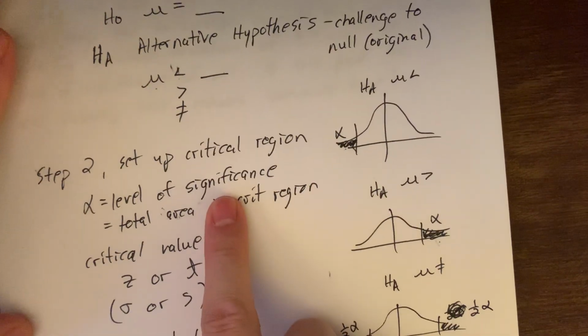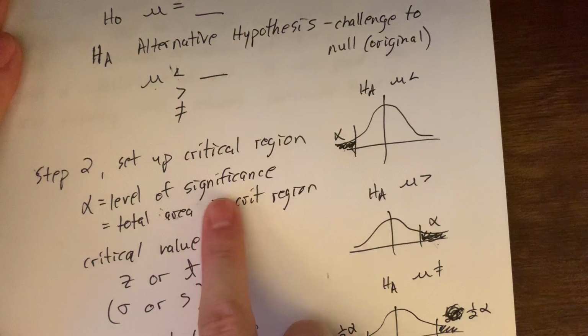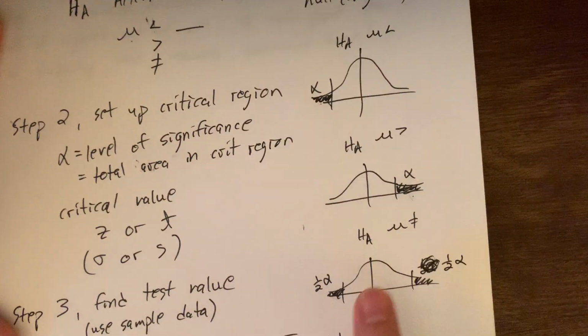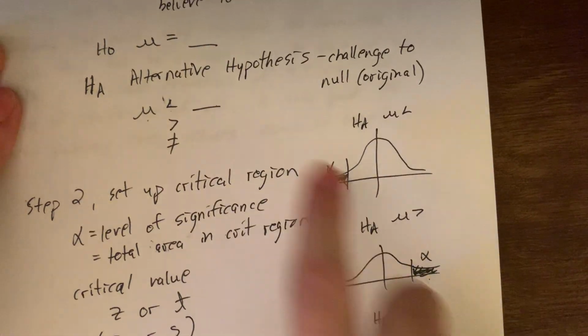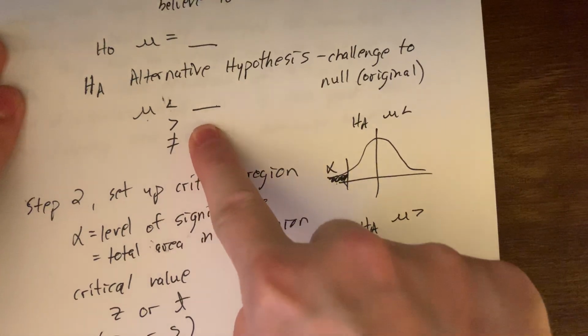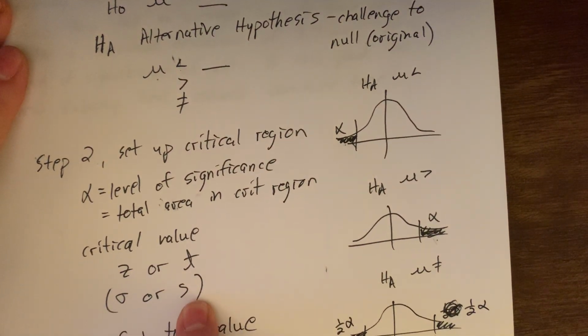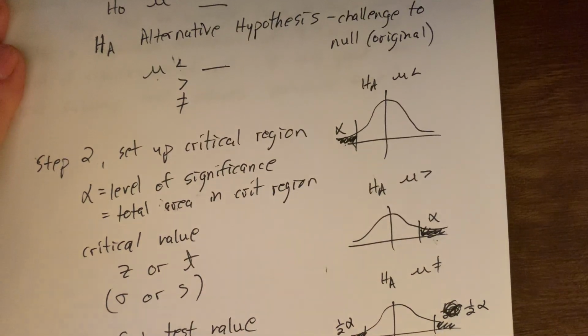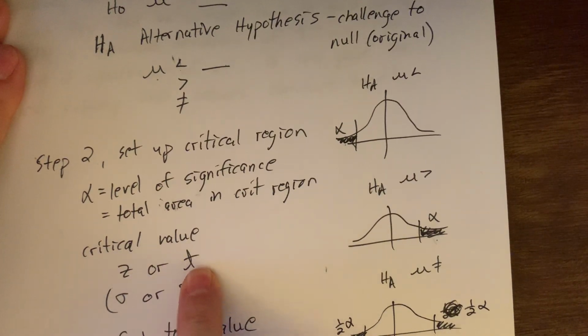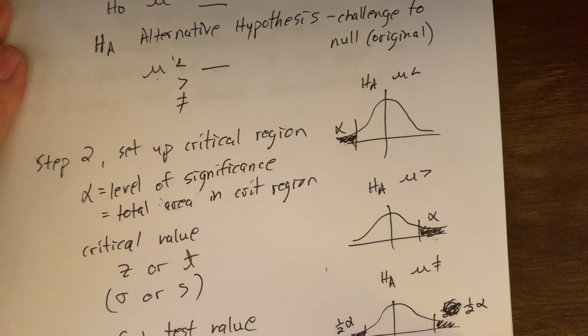Step 2, setting up the critical region. Starting off by getting the left tail, right tail, or two tails based off what we did for the alternative hypothesis. And then looking ahead to know what standard deviation, to know if we should use which chart, and to get the critical T or Z, and finish getting that labeled.